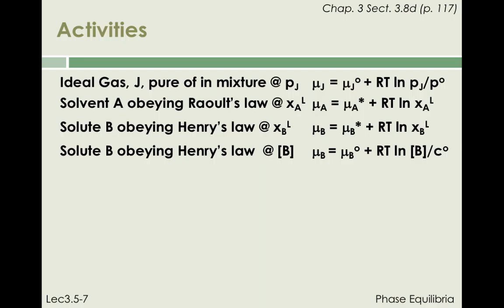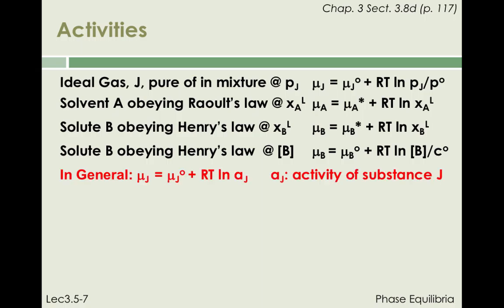If we examine all these expressions of the chemical potential, we can obviously see a pattern and write in general that the chemical potential of a component J in a mixture is expressed as some standard chemical potential, which we write in general as mu_J standard, plus RT times the natural log of a term, which we will call from now on the activity of substance J. The activity of a substance will be defined differently depending on the phase and the concentration of the substance.